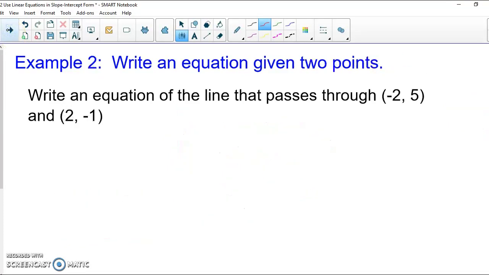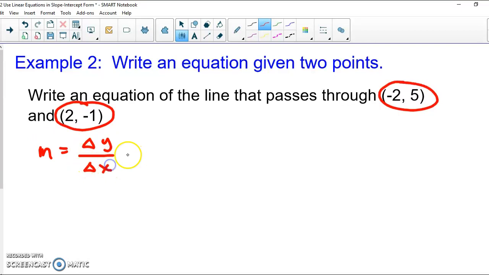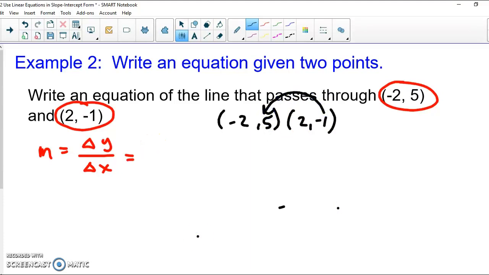Okay, let's look at another example though. Sometimes you won't be given the slope, sometimes you'll be given 2 points. So now I have to find the slope. So remember that my slope is the change in y over the change in x. So I'm going to take my 2 y values and I'm going to subtract them. To make it a little easier, I'm going to write these points next to each other side by side. So I have -2, 5, and I have 2, -1. So now I'm going to subtract my y values. So -1 minus 5, and then I'll subtract my x values. 2 minus -2.